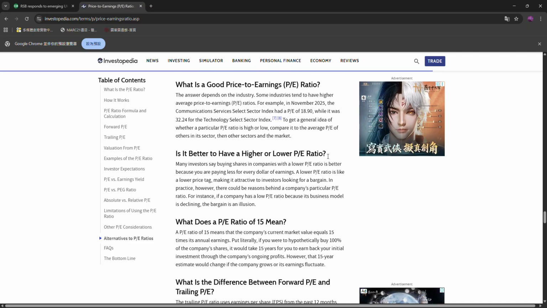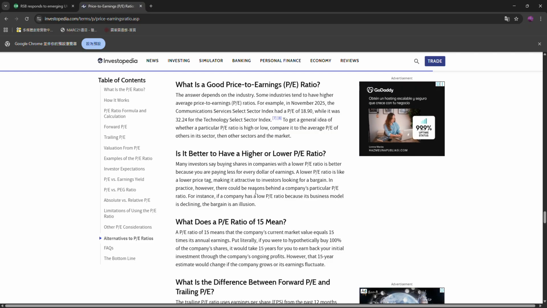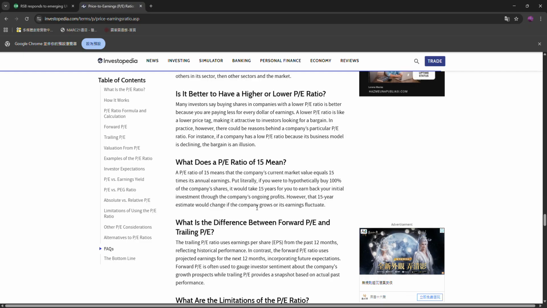Is it better to have a higher or lower PE ratio? Many investors say buying shares in companies with a lower PE ratio is better because you are paying less for every dollar of earnings. A lower PE ratio is like a lower price tag, making it attractive to investors looking for bargains. However, there could be reasons behind a company's particular PE ratio. For instance, if a company has a low PE ratio because its business model is declining, the bargain is an illusion.